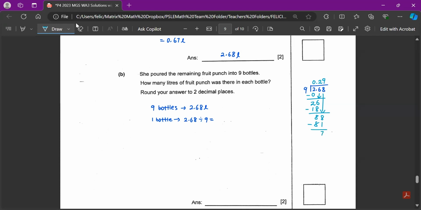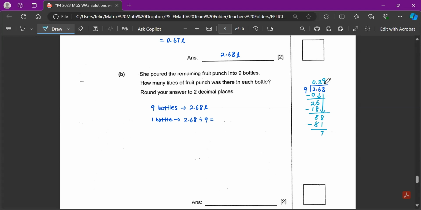Now you notice I have a remainder up to here, right? And the question clearly said round your answer to 2 decimal places. Now when they say round, it means you need to do the estimation. You need to round up or round down your answer to 2 decimal places. And for that to happen, it also means your answer here should at least have 3 decimal places. So I cannot stop here yet, because only 2 decimal places is not enough for me to perform the rounding.